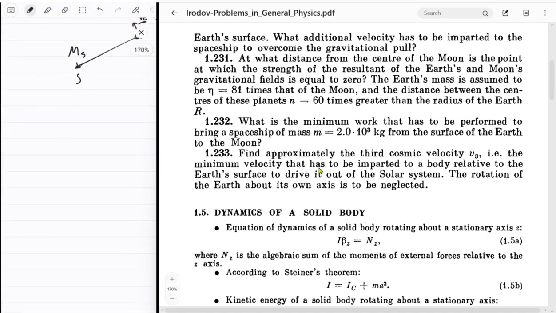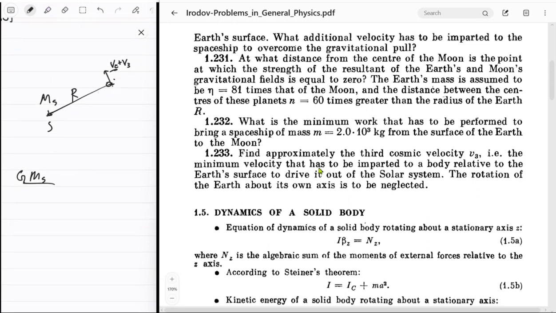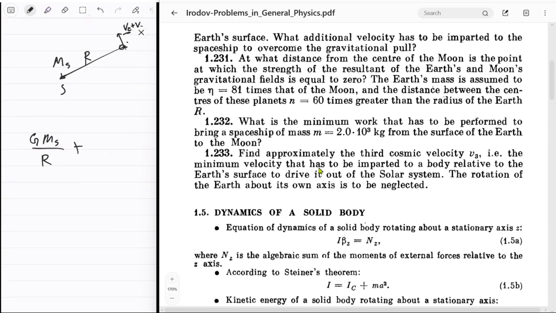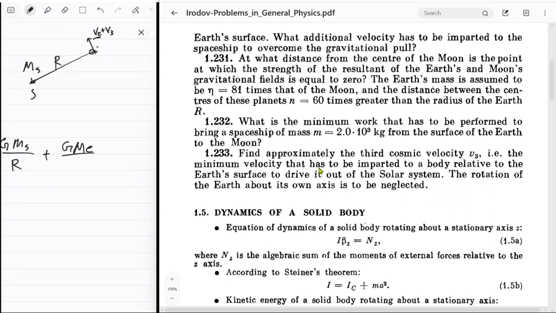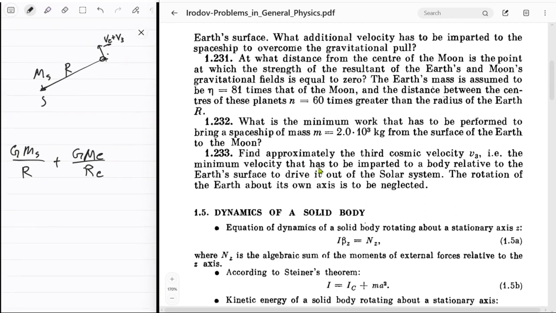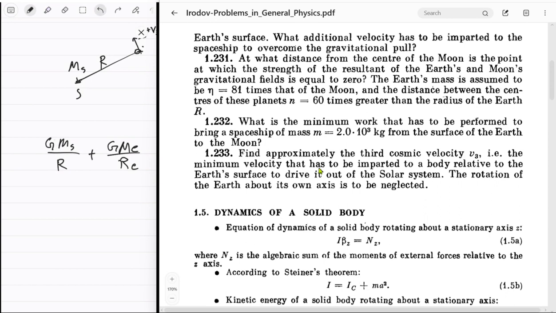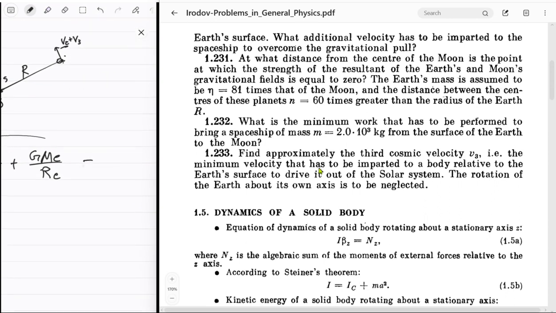It is G mass of sun upon R, and we'll call the radius of Earth RE. So G mass of sun upon R, it's negative and everything, I know that, but whatever. And then plus G mass of Earth upon the radius of Earth. This is the potential at that point. Negative of that. And just do the energy stuff, and you will get that 2 times that, the square root of that thing, is the value for VE plus V3 actually. And now you can actually do the thing.